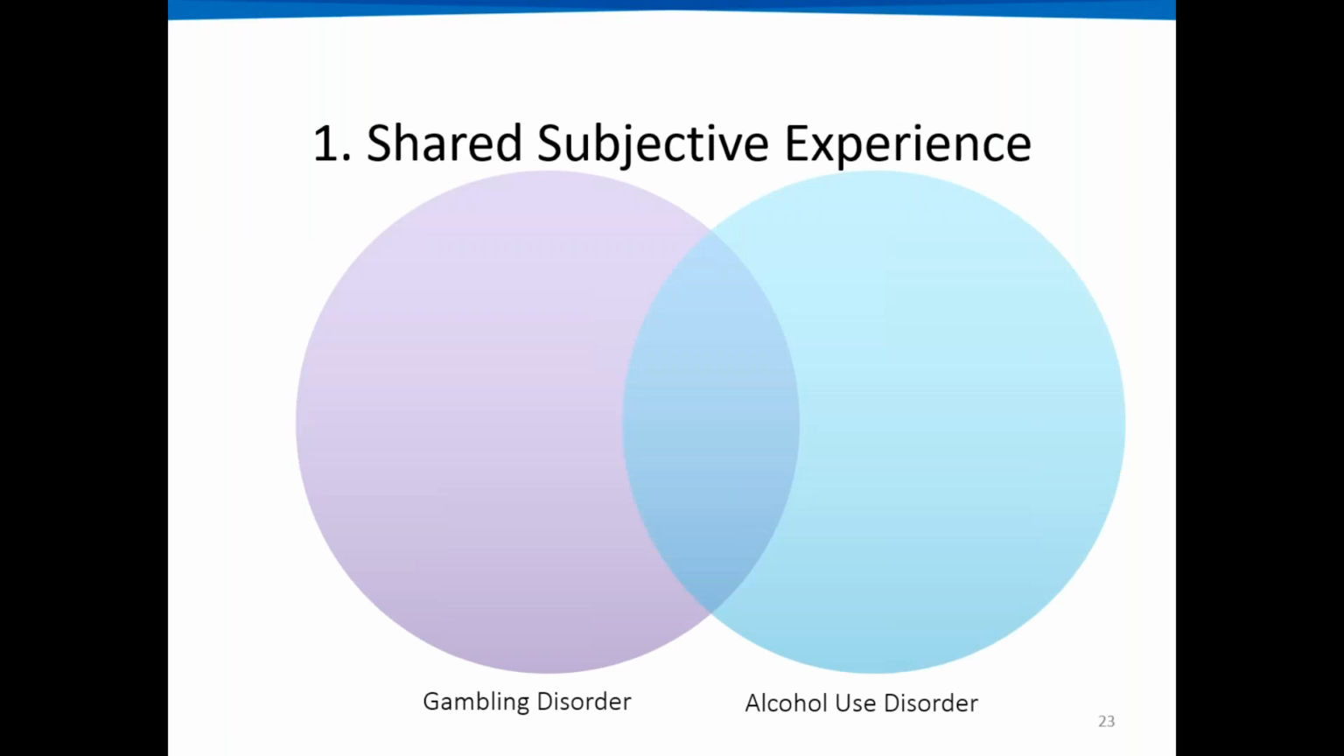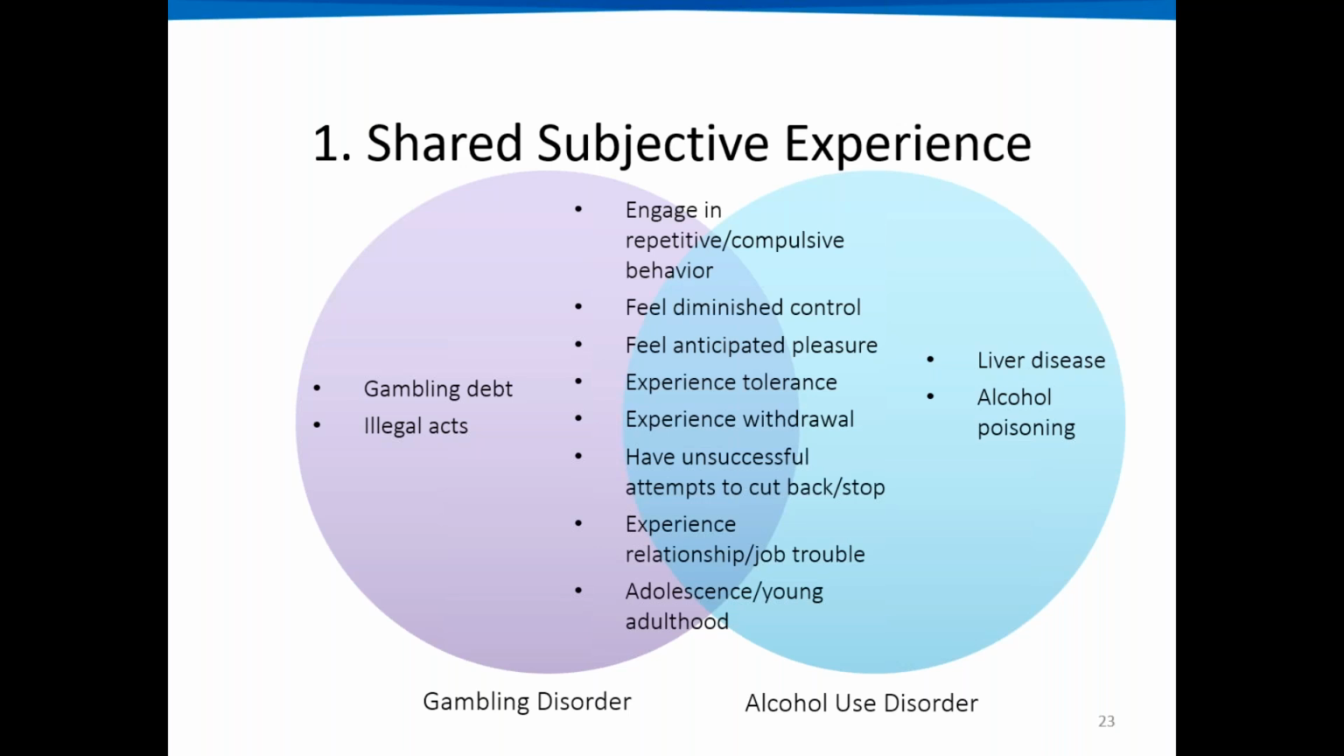Here's an example to illustrate. Imagine someone who's experiencing gambling disorder and someone who's experiencing alcohol use disorder. The person with gambling disorder might accumulate overwhelming gambling debt and might even engage in illegal acts to fund his or her gambling. And the person with alcohol use disorder might experience liver disease or alcohol poisoning. So these are some unique consequences, but there are many shared consequences. And these are the aspects of subjective experience that I mentioned earlier, such as engaging in repetitive or compulsive behavior and feeling diminished control. So I hope that if you are, as a provider, comfortable treating people with substance use disorders, this information might give you some more confidence treating people with gambling disorder, learning more about how the subjective experience is so similar across conditions.